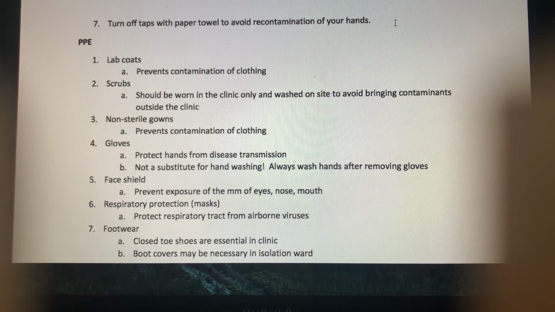Scrubs. So you guys will be getting some scrubs from Robertson College. So you will have your own set. And then you'll also probably want to invest in some more when you have a job. Typically clinics will offer a uniform allowance, FYI. Anyway, scrubs should be worn in the clinic only, and they should be washed on site to avoid bringing contaminants outside of the clinic. So that is the ideal.